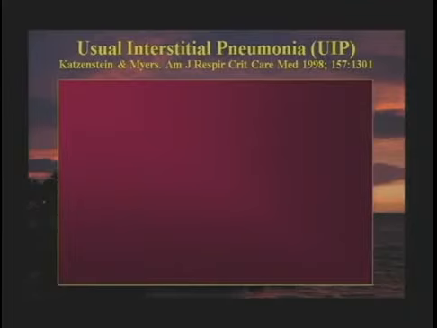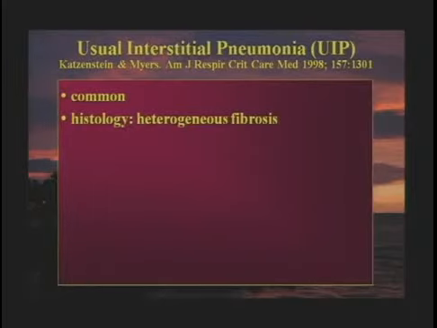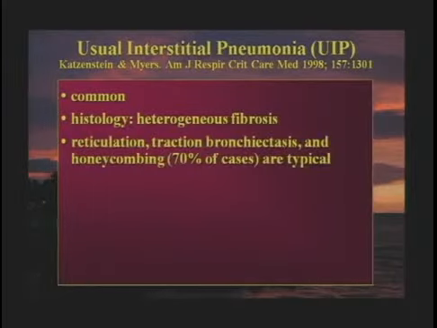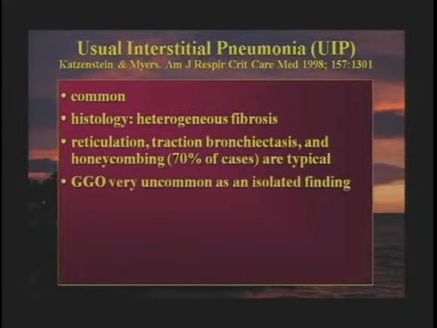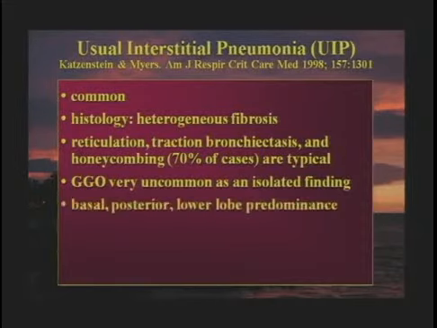Okay, we'll start by talking about usual interstitial pneumonia. This is quite common in clinical practice. The histology is heterogeneous lung fibrosis. What we see on high-res CT is reticulation, a finding called traction bronchiectasis, and honeycombing is seen in about 70% of cases. And this combination of findings is typical of this pattern. Ground glass opacity is very uncommon as an isolated finding. That means in areas that don't show findings of fibrosis.